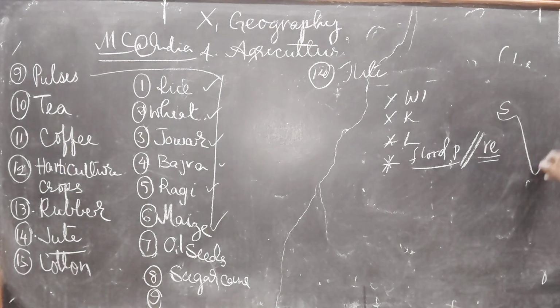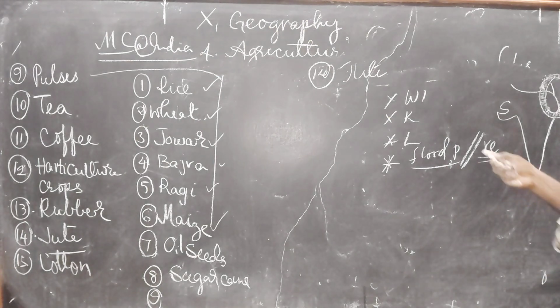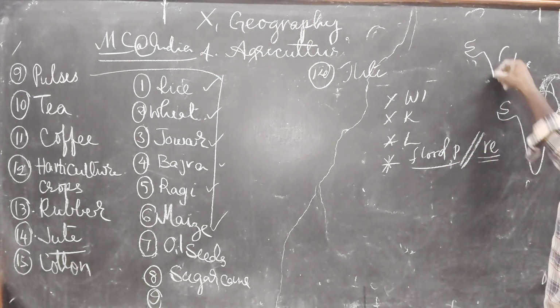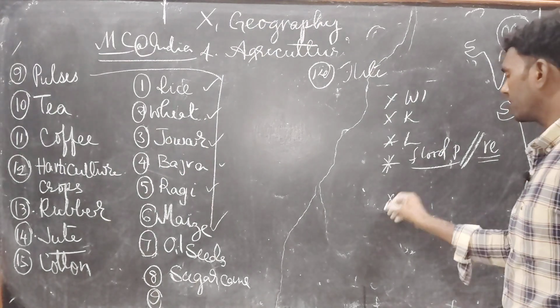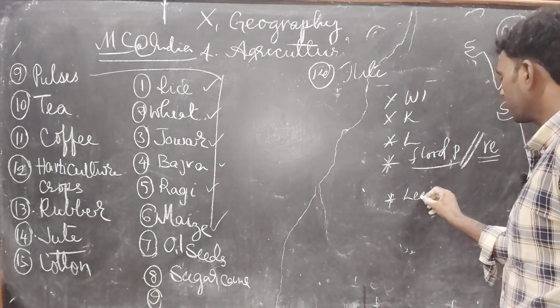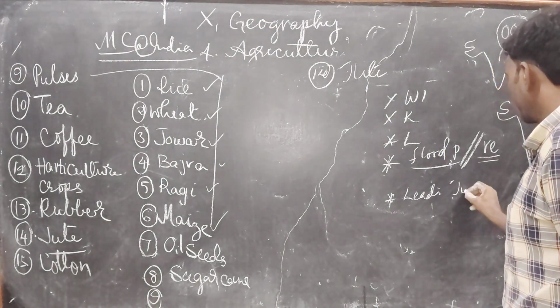See, in the Ganga area, the Kosi river area, floods occur every year. So we can see flood plains here. This soil is very suitable for the cultivation of jute. So jute is cultivated in Assam, West Bengal as well as Bihar. Bihar is one of the leading producers of jute.